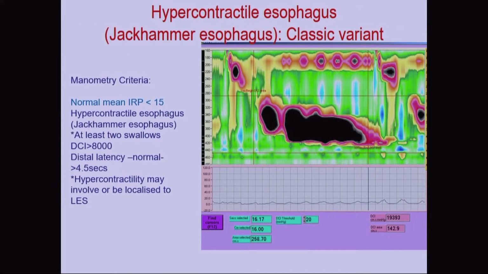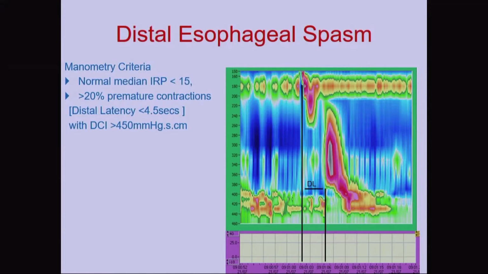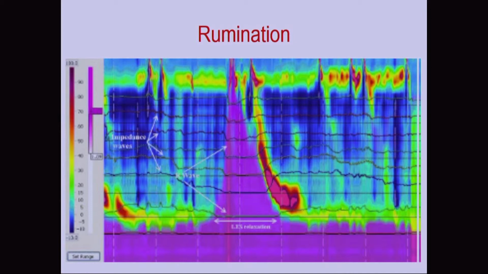In a person with non-cardiac chest pain, you may see a high amplitude contraction or a high distal contractile integral. If more than 8,000, you say that the child is suffering from jackhammer esophagus. If the lower 2/3 of the esophagus contracts simultaneously, then the time from the swallow to the CDP point is the distal latency, and if this is short, you say this child has distal esophageal spasm.